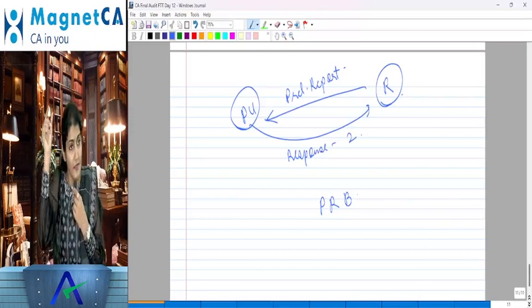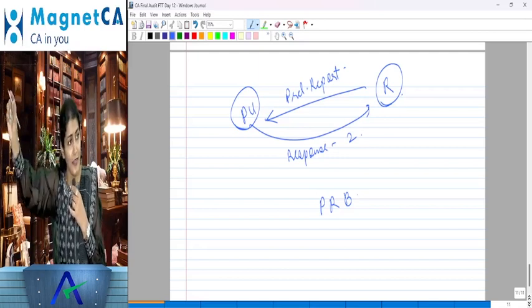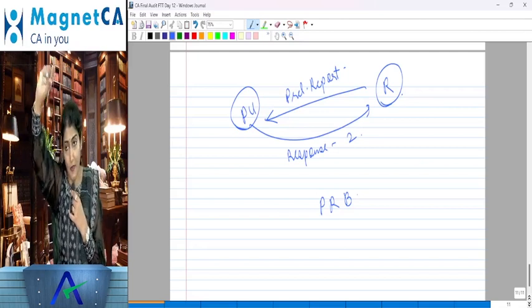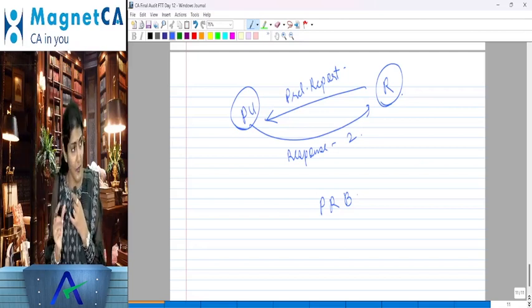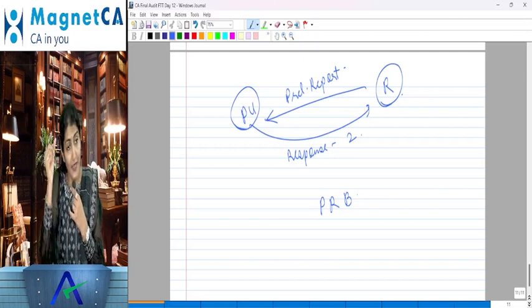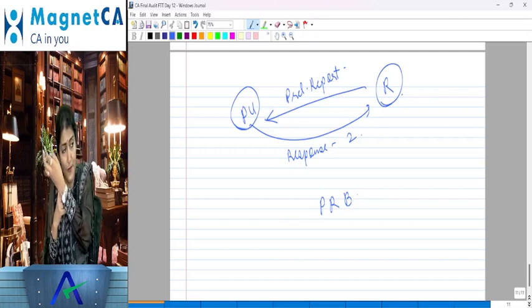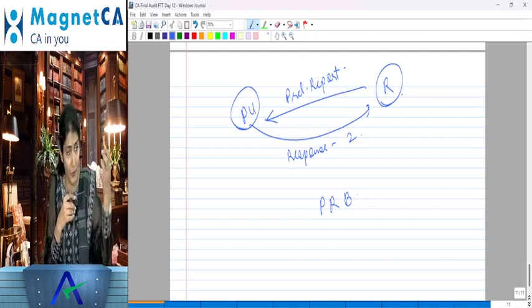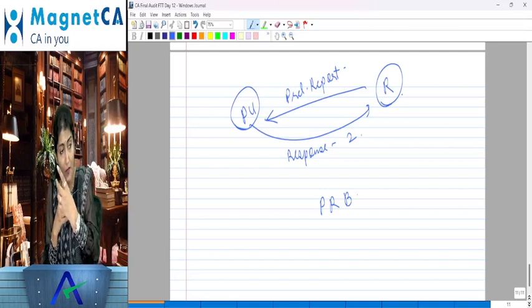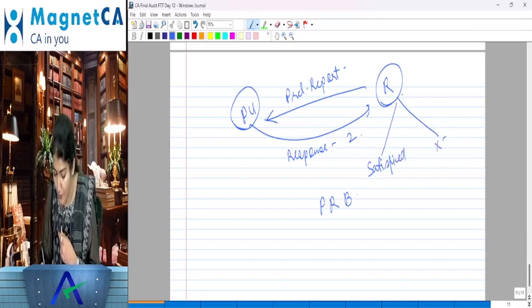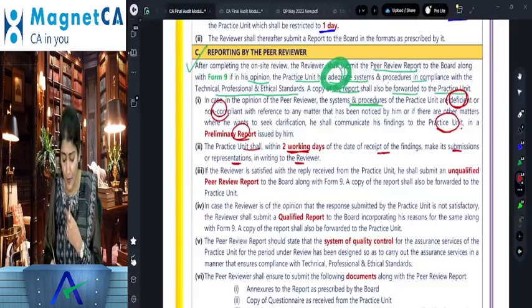So if that is deficient, if it is adequate, then directly the peer reviewer submits the report to the peer review board. But in case if it is deficient, then what does it say? Right, the preliminary report is to be submitted by the reviewer to the practice unit. The practice unit has to give the response within the 2 working days, and now 2 things may happen. The reviewer is satisfied with the responses given by the practice unit, or the reviewer is not satisfied with the responses given by the practice unit.